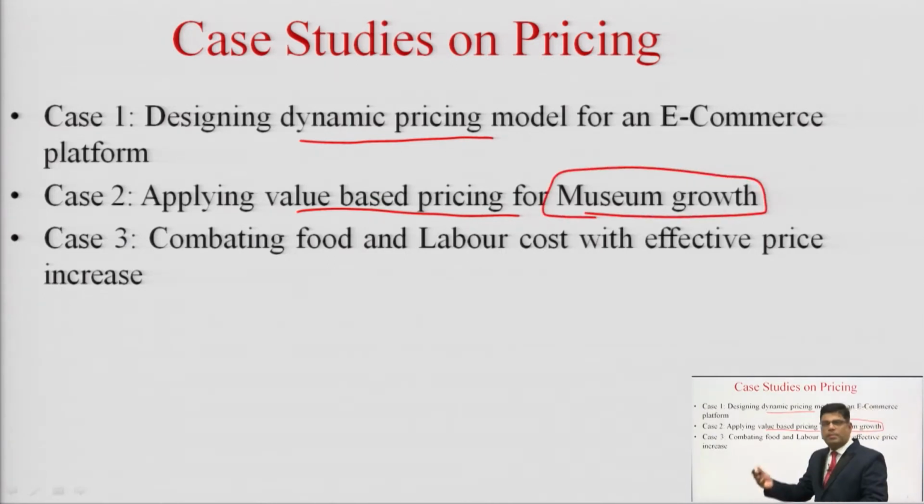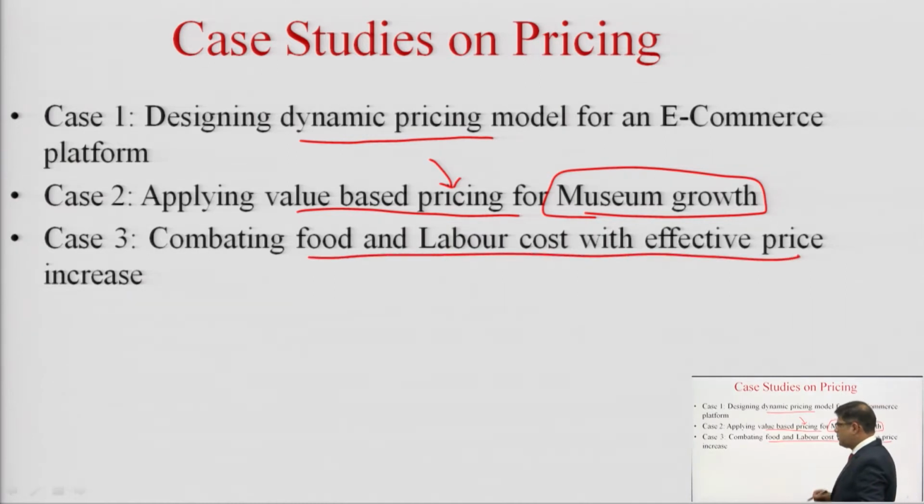So, in the museum people go and they buy a ticket and they see the museum and they sometimes purchase the artifacts available. So, we will talk about how value based pricing works in case of a museum, and in case 3 we will study a case in which we will talk about a restaurant. So, combating food and labor costs with effective price increase.